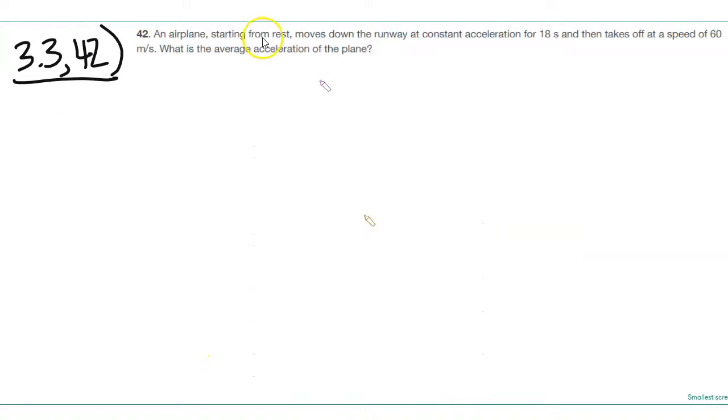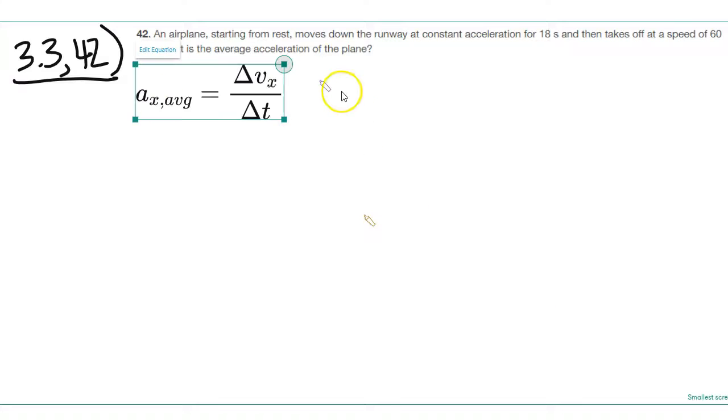An airplane starting from rest moves down the runway at constant acceleration for 18 seconds, then takes off at a speed of 60 meters per second. What is the average acceleration of the plane? Let's write the definition of average acceleration using the equation editor. Okay, there we go. That's what I meant to do. Does everybody see that? Okay. All right, so there it is.